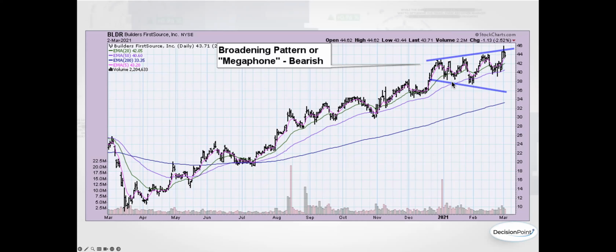These can show up anywhere. They can be at the end of a decline. They can be at the end of a rising trend, but ultimately they are bearish patterns and we don't want to see them on our charts.